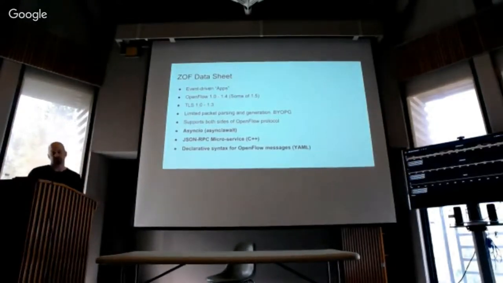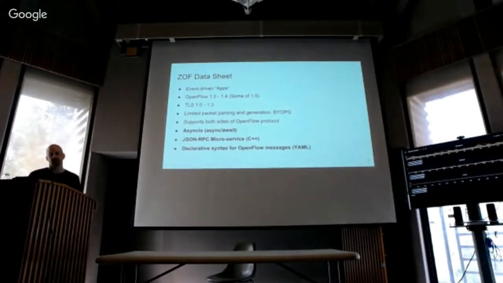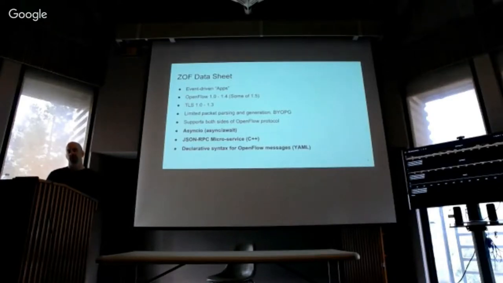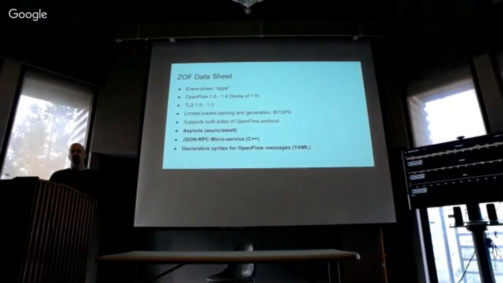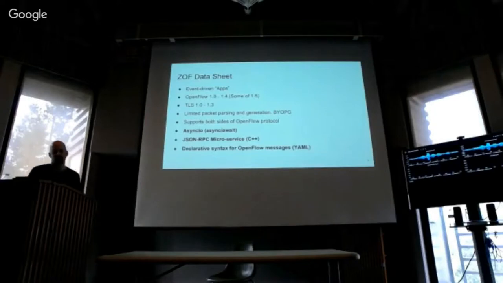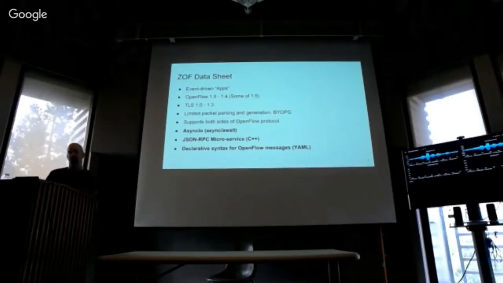ZOF uses a C++ microservice that I wrote that handles the OpenFlow message parsing and construction, and it manages the TCP connections and the SSL state and all that stuff. ZOF communicates with it using JSON RPC. It's actually technically YAML RPC because I have a YAML parser. But what the OFTR sends up is JSON, so that it will be compatible with most programming languages. The OFTR microservice gives you a declarative language to represent or construct any OpenFlow message. I'll do demos to show what that means. It's basically you write a YAML string and it parses it to OpenFlow.